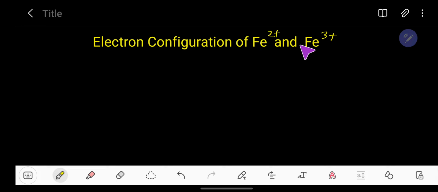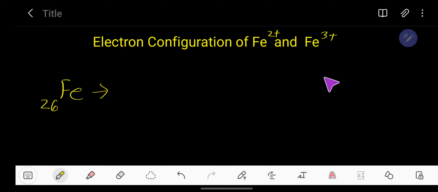Before writing the electron configuration of any ion, you have to write the electron configuration of the neutral atom. That is, this is iron, its atomic number is 26. So at first we have to write the electron configuration of this element.